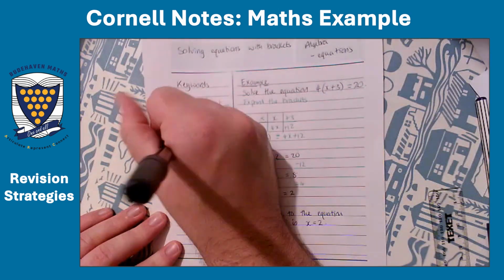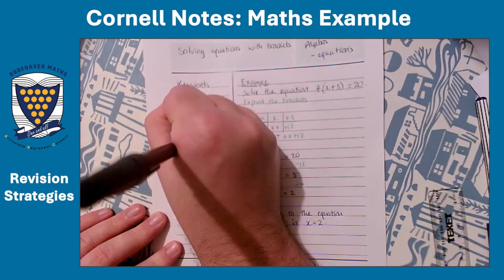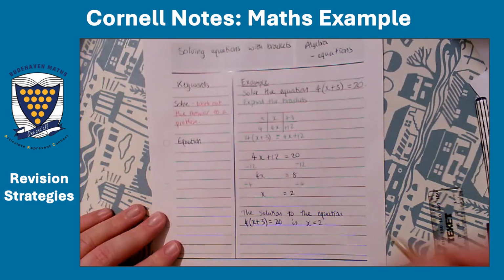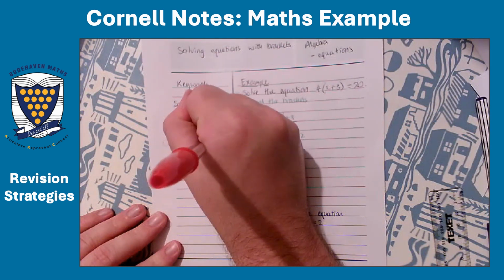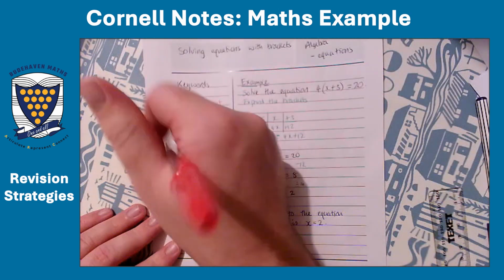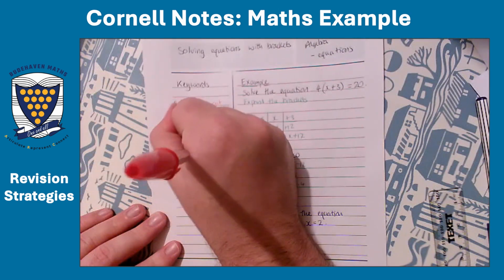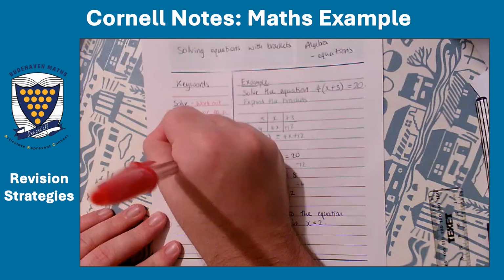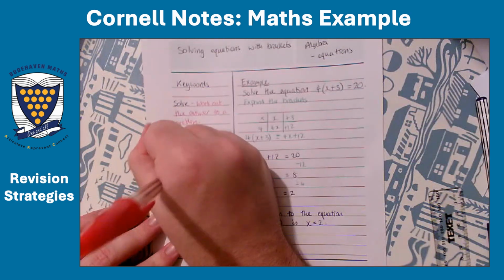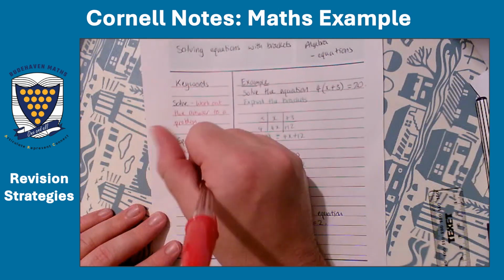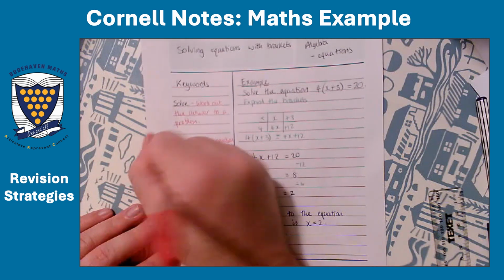Another keyword we had in the question was an equation. An equation has an equal sign and is only true for a finite number of solutions, which means it's not infinite, so there's only so many cases.